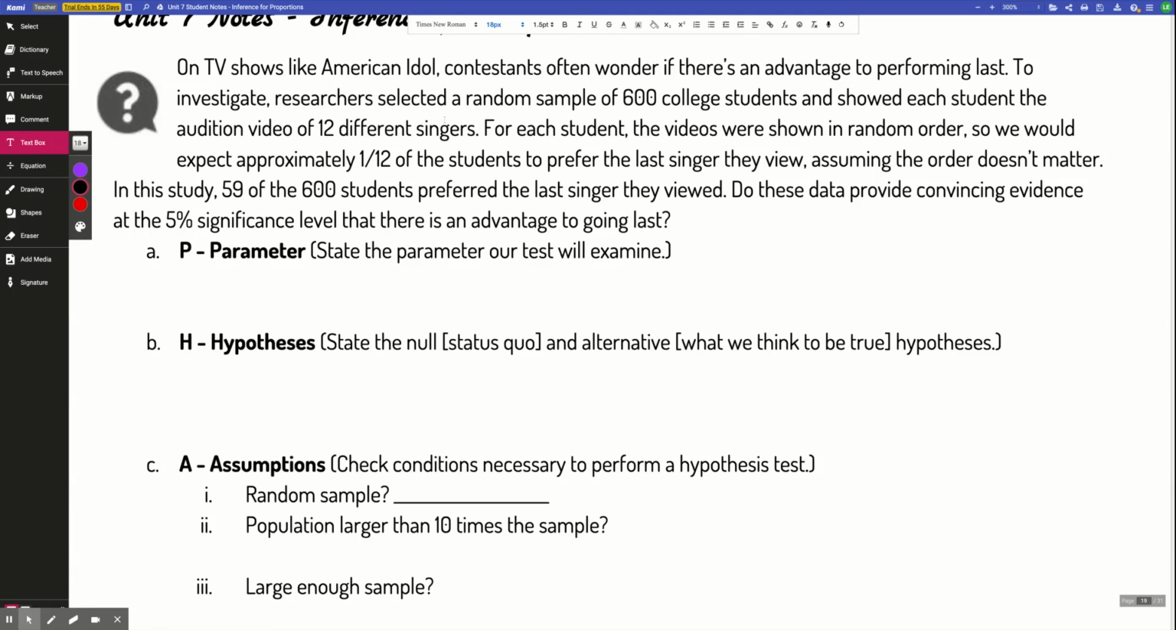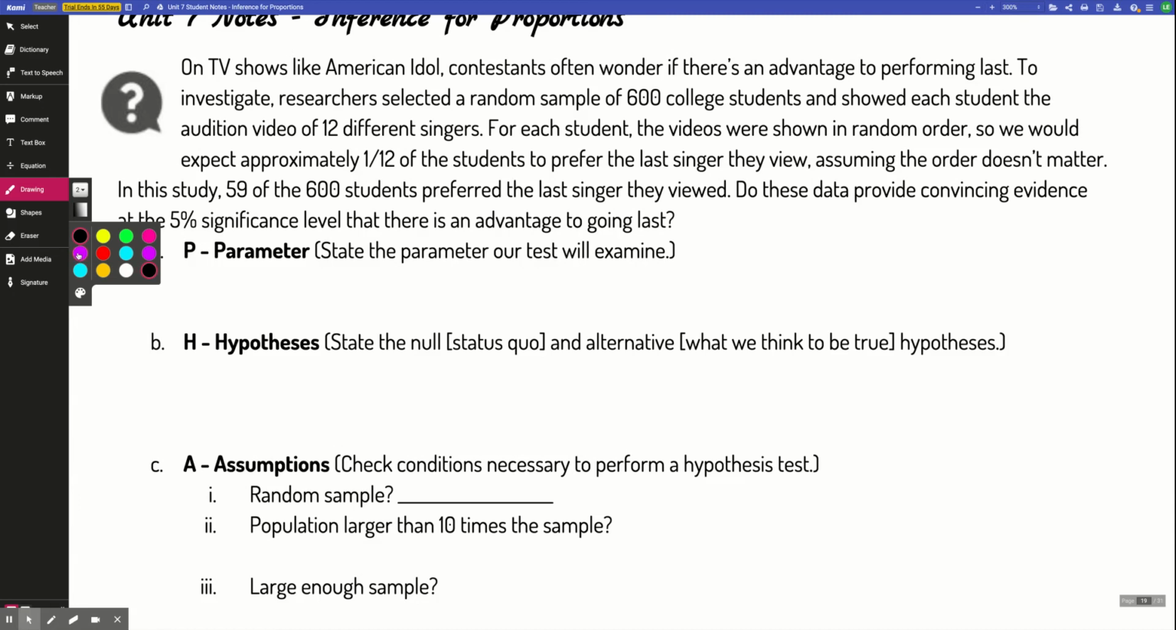Okay, so you have in here a couple of important pieces of information. We have what we would expect to happen. We have what actually happened. So this is like P versus P hat. And we have a sample size here. So that's all the information you need. Oh, and we also know that this was a random sample. That's going to be important.